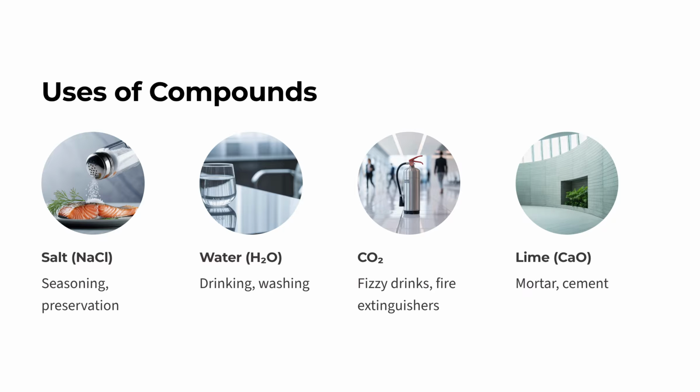Now, what do we actually use these compounds for? Salt, NaCl, is used to season food and also preserve it. Water, H2O, is for drinking, washing, and cooking. Carbon dioxide, CO2, makes our drinks fizzy and is also used in fire extinguishers. Lime, CaO, is used for making mortar and cement. Without it, we couldn't build houses and schools. So you see, binary compounds are not far away. They are part of our daily lives.